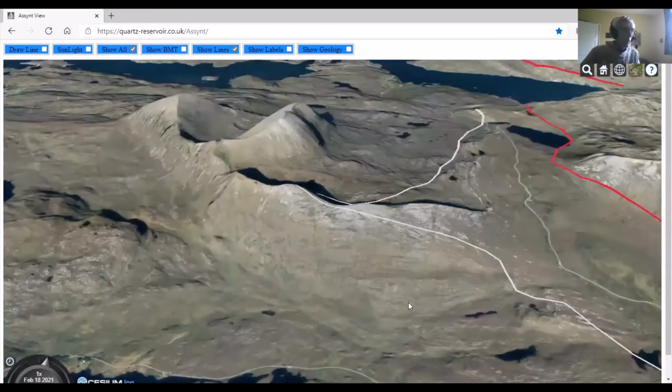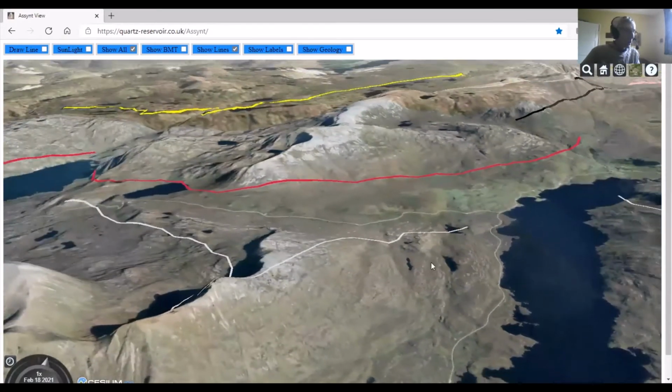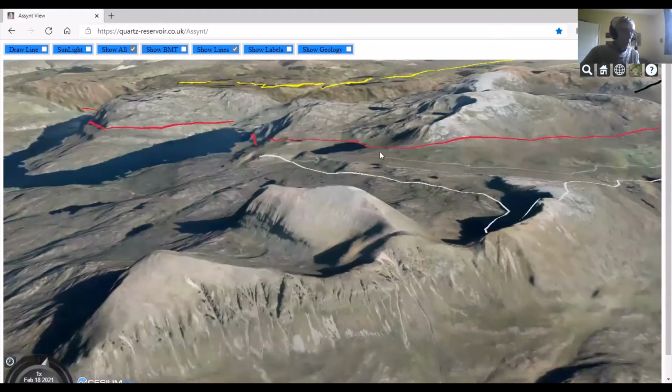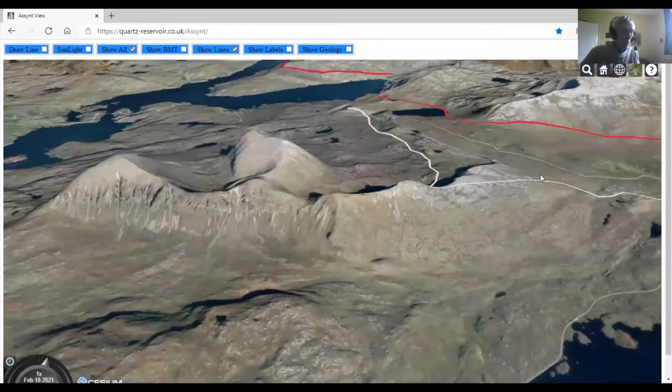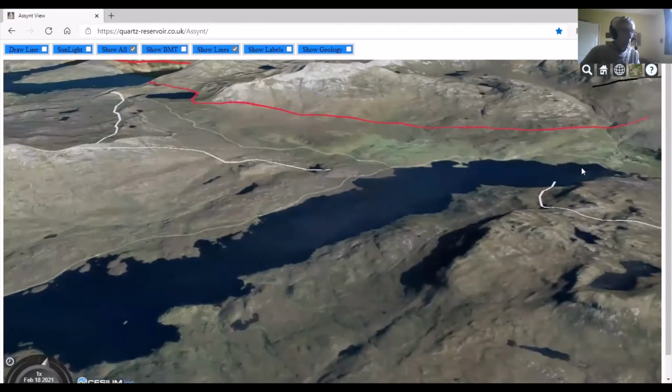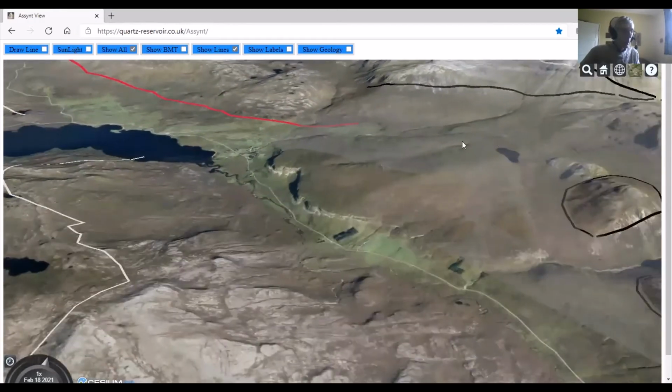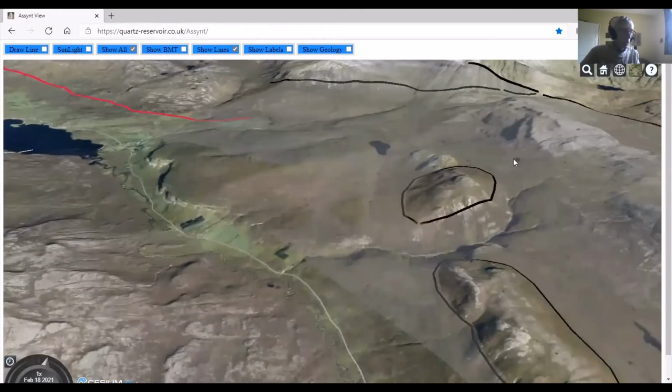This is Quinag. Let's have a look at the classic Glencoul thrust. The Moine Thrust is over there in the background, and in the foreground this red line is the Glencoul thrust. So moving back to the Ben More area, across Inchnadamph field centre, some of the limestone hills here.